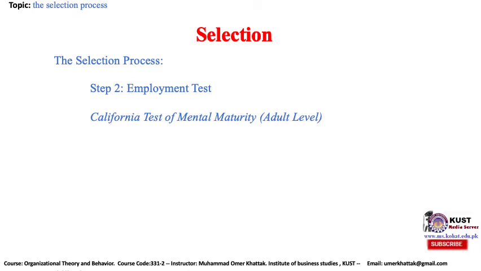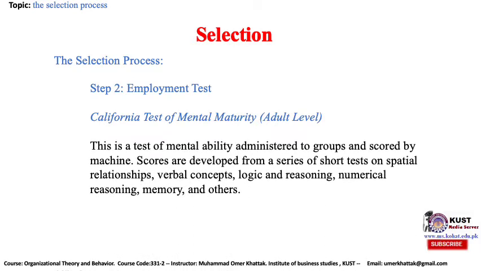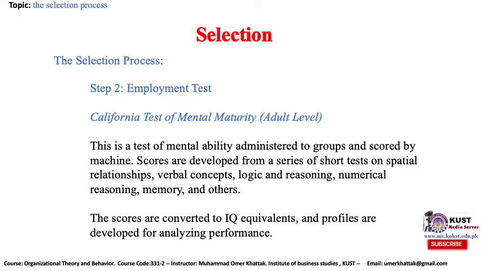California Test of Mental Maturity, adult level. This is a test of mental ability administered to groups and scored by machine. Scores are developed from a series of short tests on spatial relationships, verbal concepts, logic and reasoning, numerical reasoning, memory, and others. The scores are converted to IQ equivalents and profiles are developed for analyzing performance.